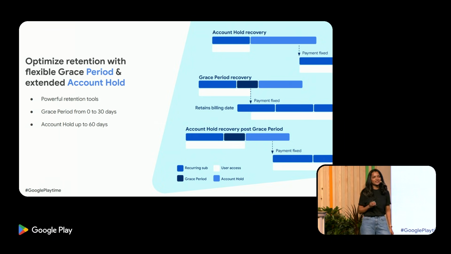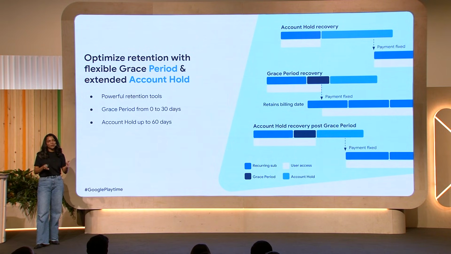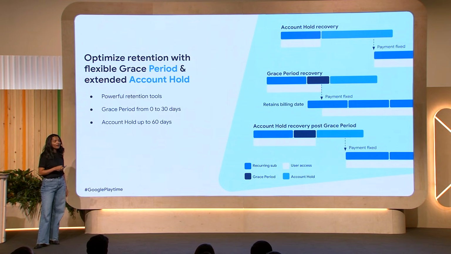In order to address this problem, we introduced flexible grace periods and account holds. For those that are new to subscriptions, I'll just take a minute to refresh on grace period and account hold. A grace period is something where we give the user a fixed amount of time to recover their form of payment while they still have access to your subscription and the entitlement. After the grace period, the user typically moves into account hold. Account hold is where the user does not have access to the subscription, but Play will still try to recover this form of payment for this user.